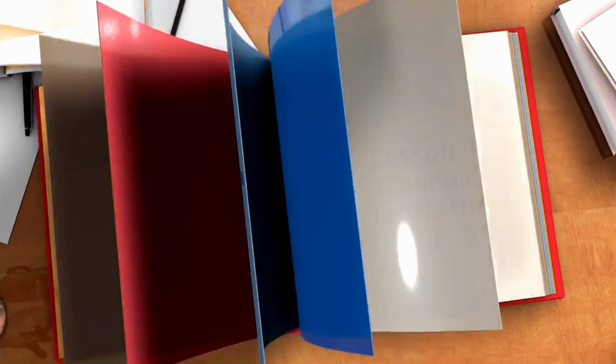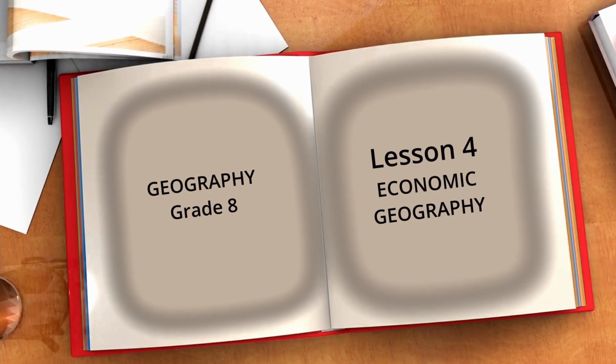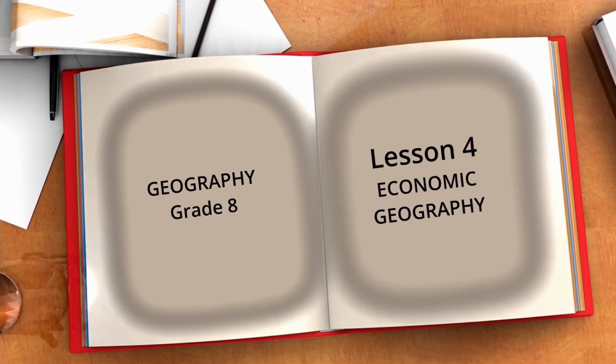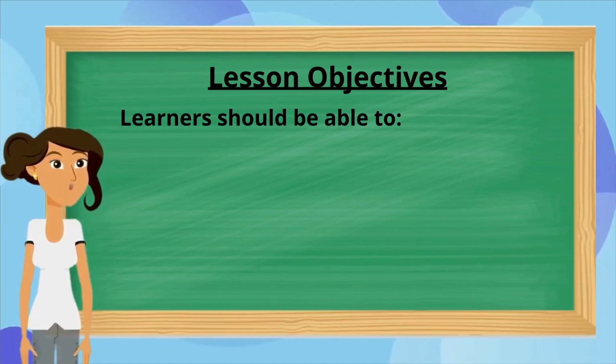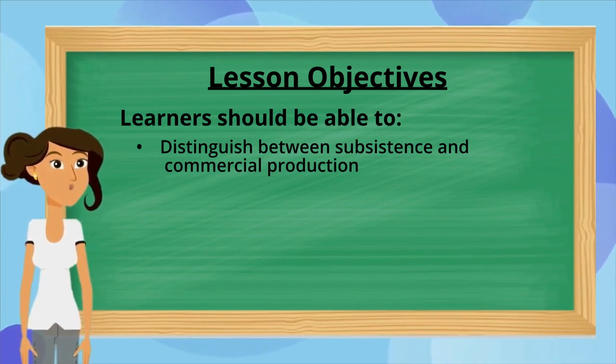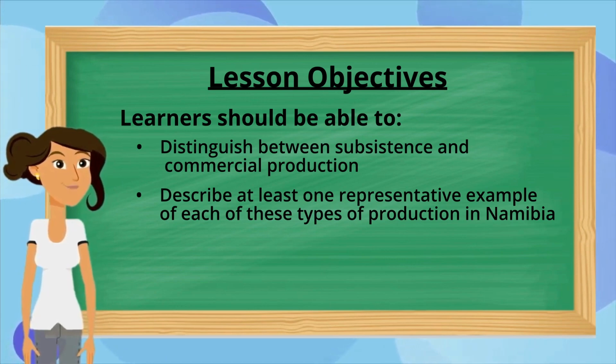Today we will learn about economic geography, placing great emphasis on subsistence farming and commercial farming in Namibia. At the end of today's lesson, you should be able to distinguish between subsistence farming and commercial production, and describe at least one representative example of each of these types of production in Namibia. Without further ado, let's start.